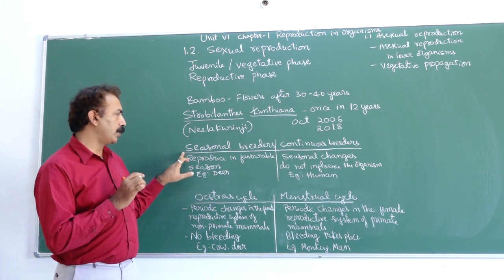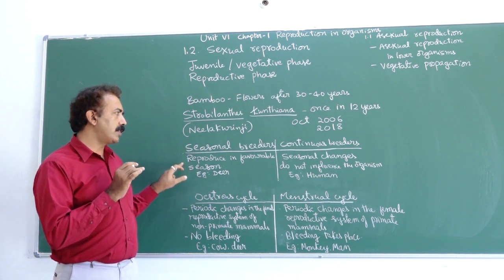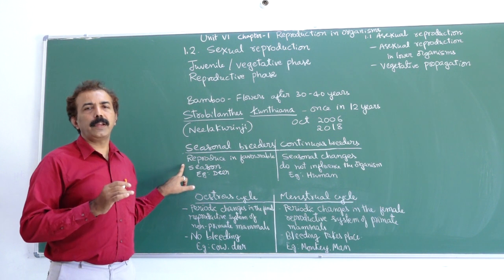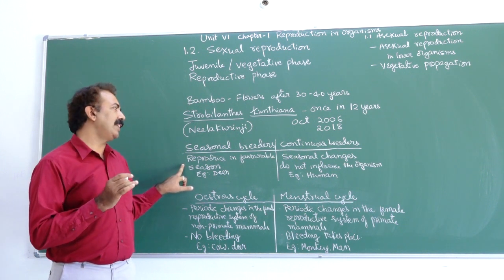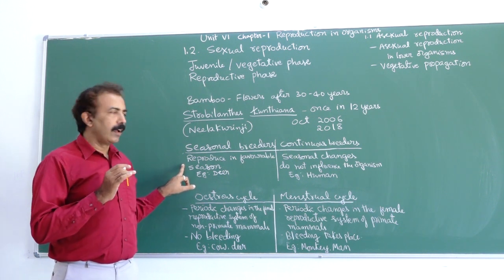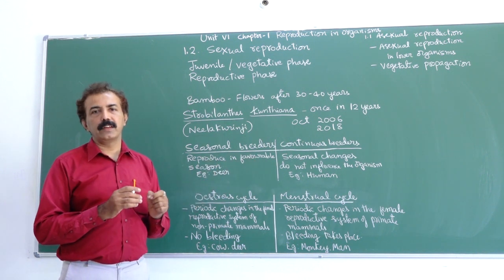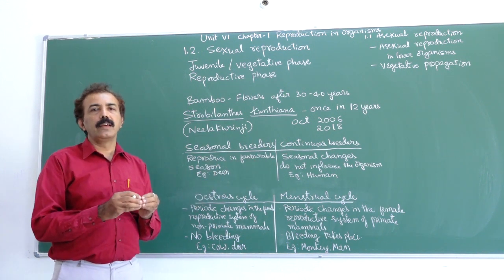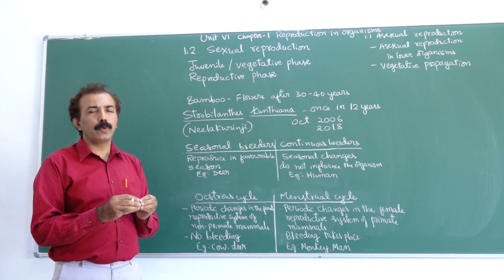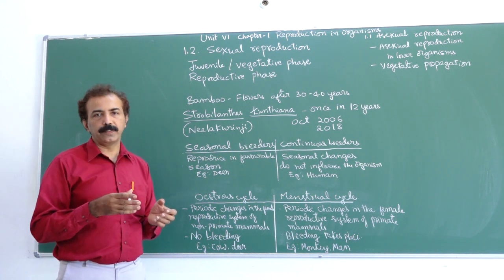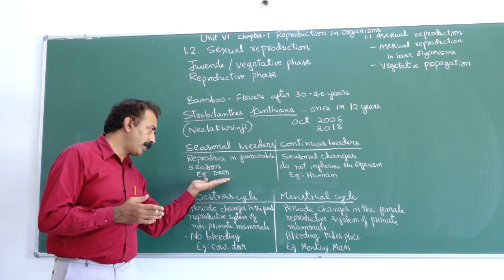Seasonal breeders are those animals whose reproduction takes place in a favorable season. You understood what is meant by favorable season. When a young one is born, the young one should have the support of nature. Consider an example like deer.